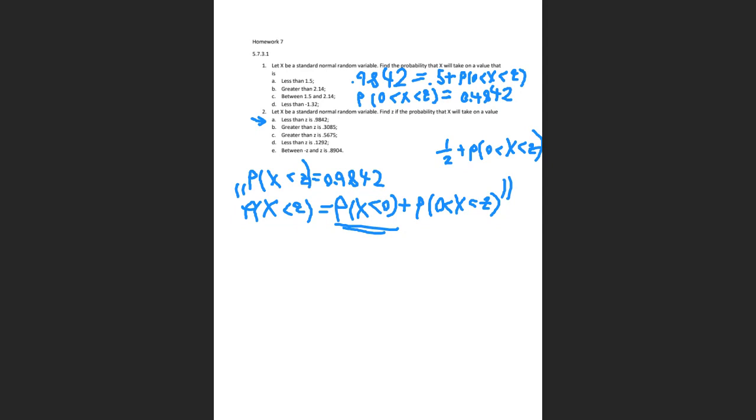So what is the number, like 9842? 0.4842. Oh, but you subtract a half, right? Do you see that step? Yeah, 0.9842 equals 0.5 plus that probability, so you subtract 0.5 on both sides and get that probability is equal to 0.4842. So you're looking for 0.4842 in the table and then working backwards, telling me the value of little z that would give you that probability.